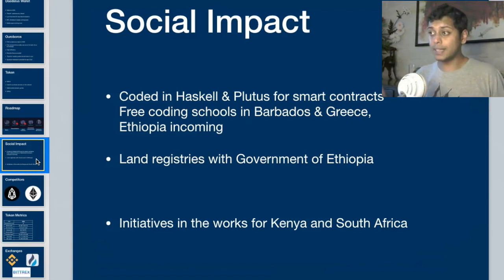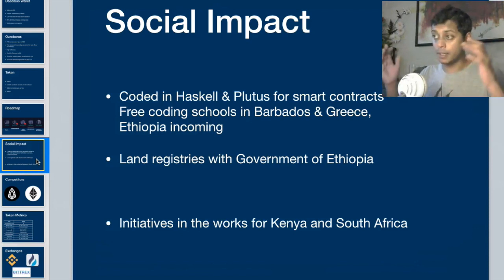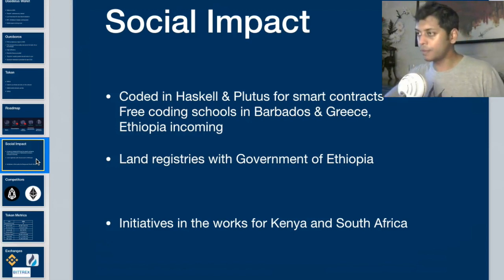And this is just one example. Governments all over the world can be improved using trustless systems, but the governments of developing countries have the most to gain from it. Lastly, there are also initiatives in the works in Kenya and South Africa. The social impact of Cardano requires its own video as well, so I shall be following this up in the future with a video just focusing on how they are helping people all over the world.